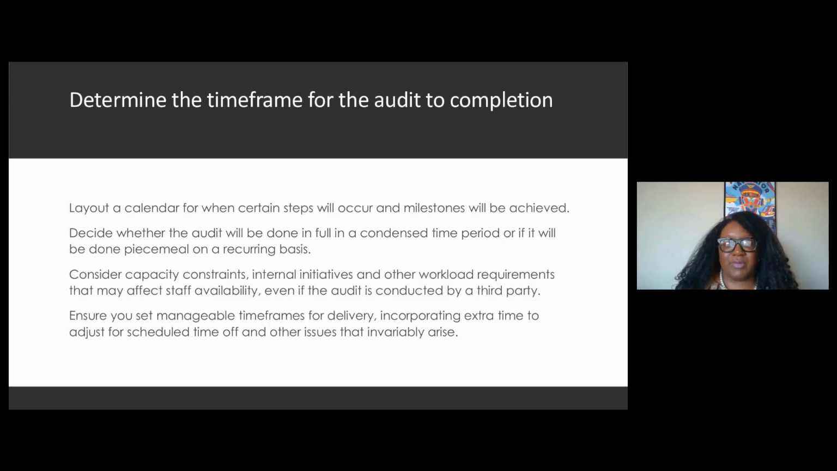So you need to figure out, again, you're going to calculate those costs to make sure you know what the investment really looks like. Ensure you set manageable timeframes for delivery, incorporating extra time to adjust for scheduled time off and other issues that invariably arise. So you want to set realistic timeframes for doing all of this work.